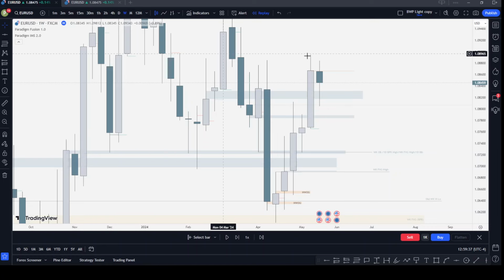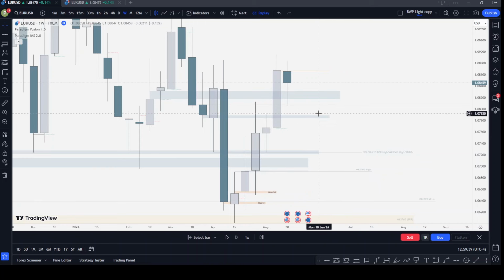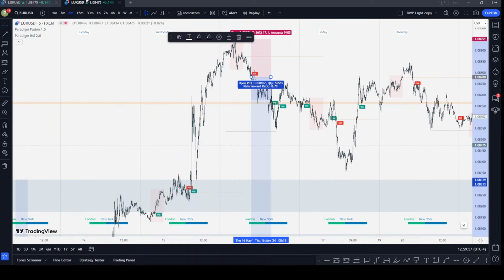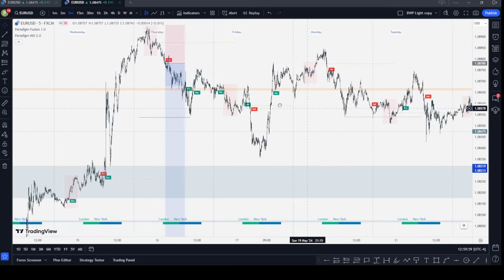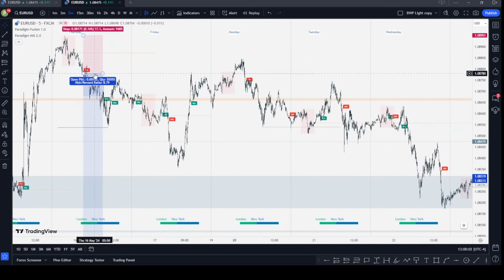Okay, so yeah, that said, let's go into low time frame and see how you could have traded this week. This is Monday the 20th, 24th. Okay, so this was the initial trade that we took last week.